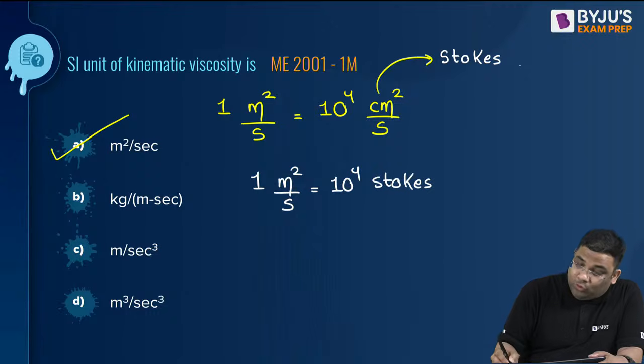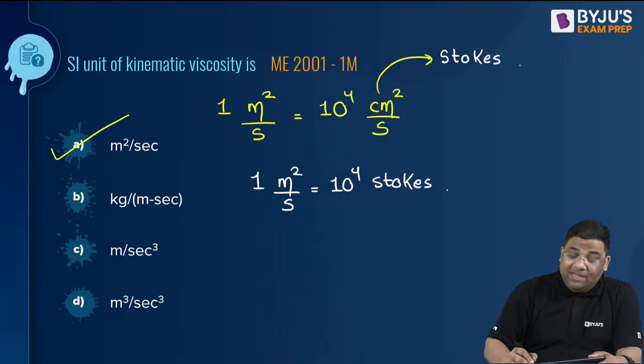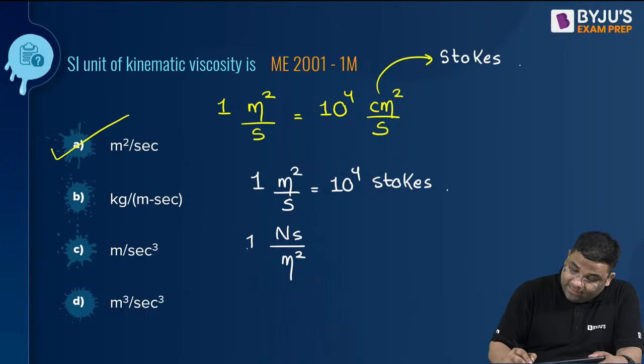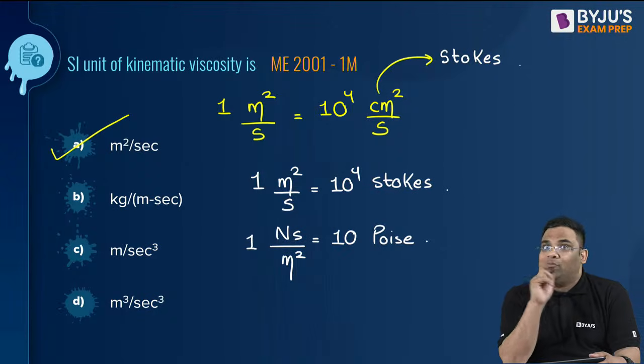And Stokes is also the unit of kinematic viscosity. And dynamic viscosity is Newton second per meter square, and this is equal to 10 to the power 1 poise. This is a PYQ. Right? They can even ask you the dimensions in a 1 mark question.